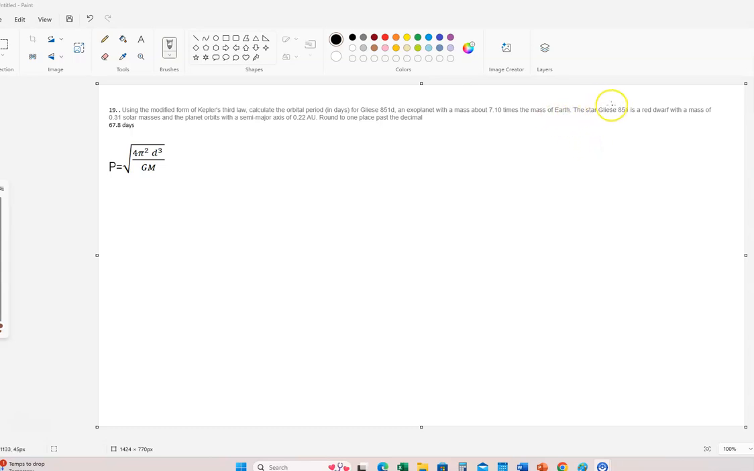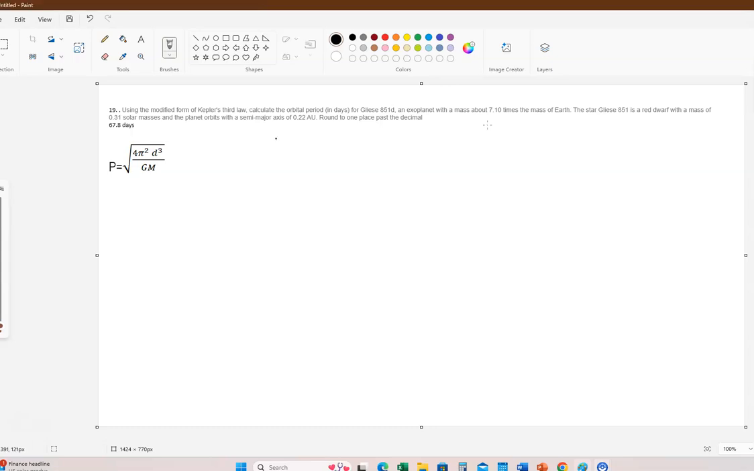Anyhow, that part doesn't matter at all. What the mass of the planet is just adds a little extra information. The star Gliese 851 is a red dwarf star, and what we really need is its mass, which is 0.31 times the mass of the Sun. Solar masses are masses of the Sun.